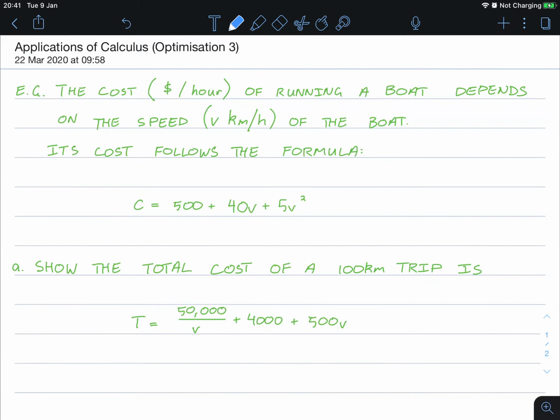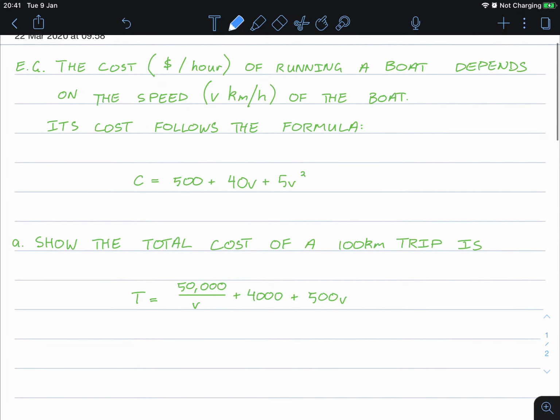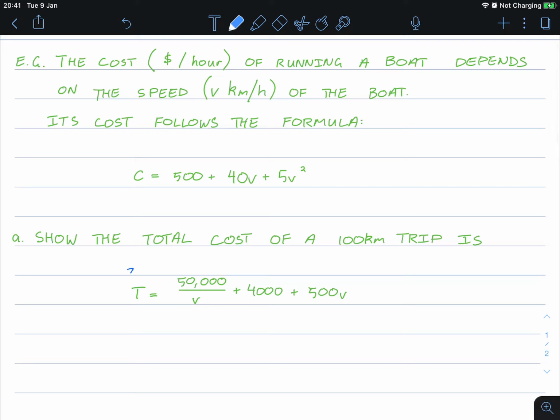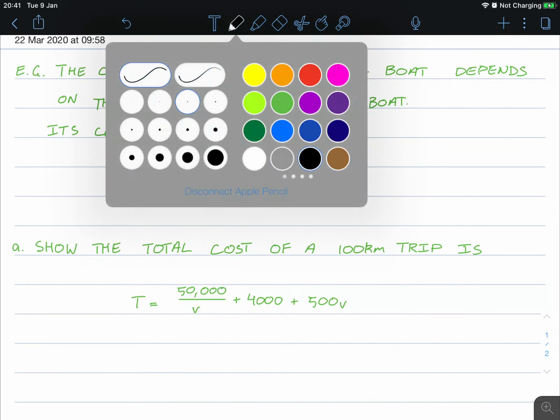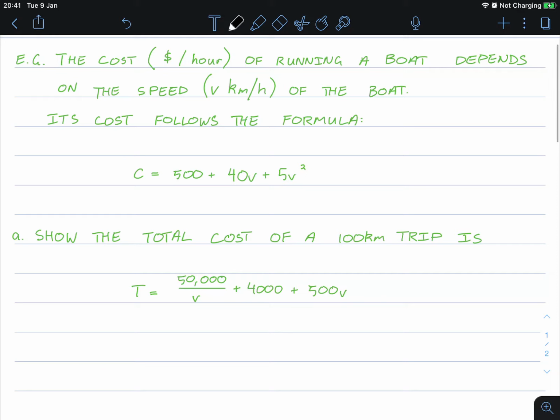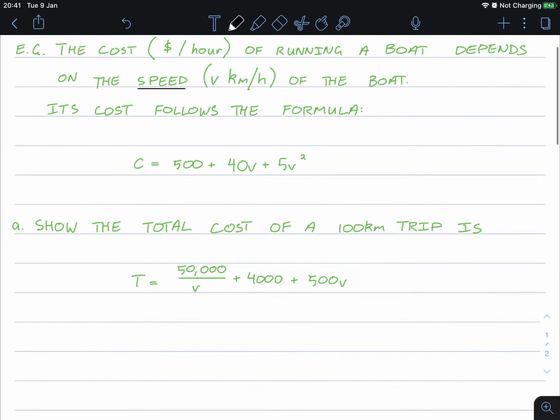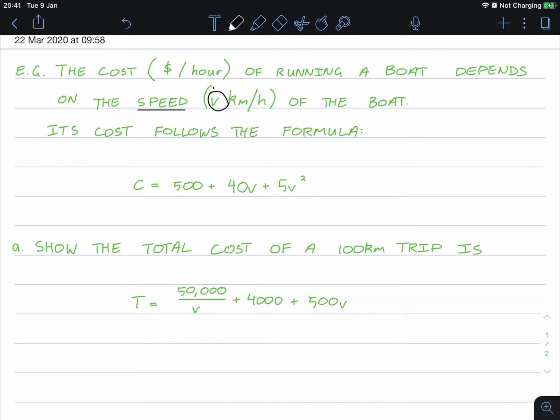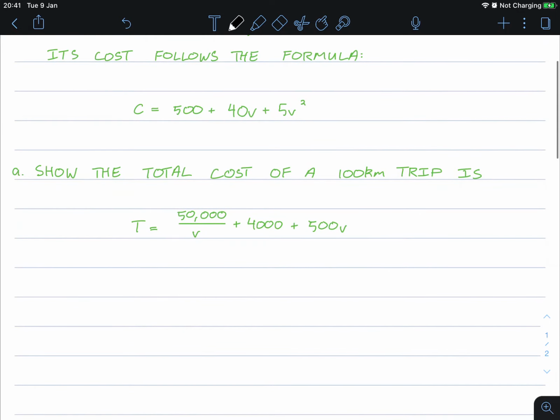Show that the total cost of a 100-kilometer trip is this expression here. So we need to find, by combining this with some other formula or expression, this expression here. While it's not too obvious now, and there's no diagram that we can use, it's best to utilize any formula we can think of. In this case, we have the speed of V kilometers per hour. So V equals distance over time, H in hours.